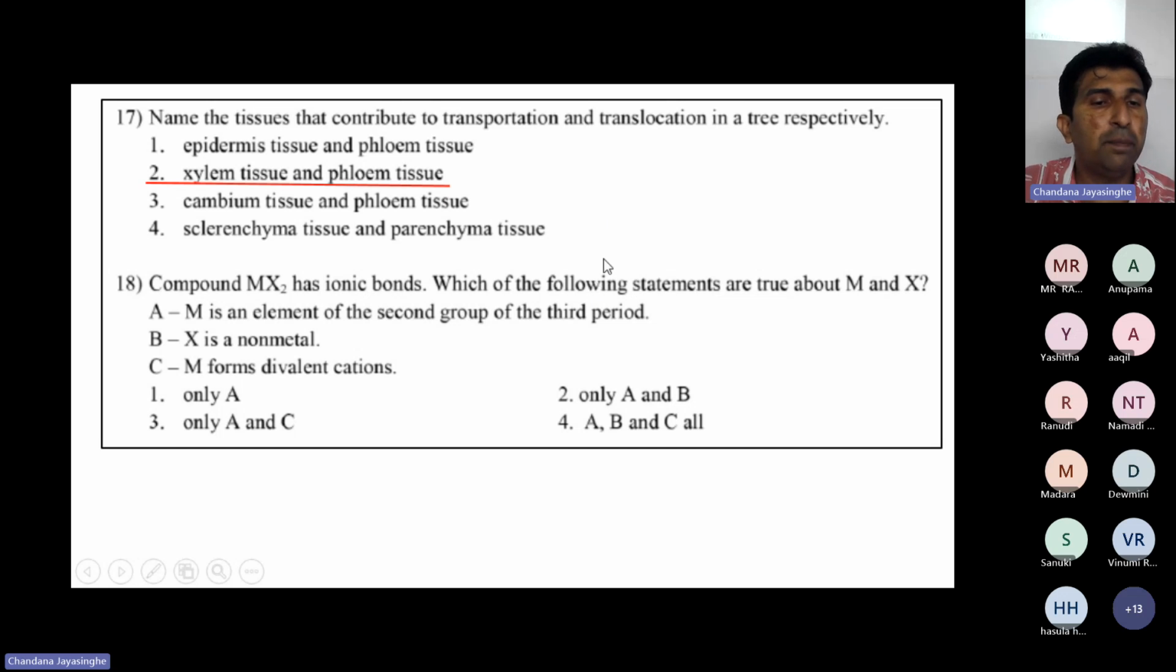Then 18. Another one. Compound MX2 has an ionic bond. Which of the following statements are true about the M and X? M is an element of the second group of the third period. Now you know the valence is 2 in M. It is exchanged and given to the X. X is a non-metal. M forms a divalent cation 2+. So here we can say the answer is A, B, and C.